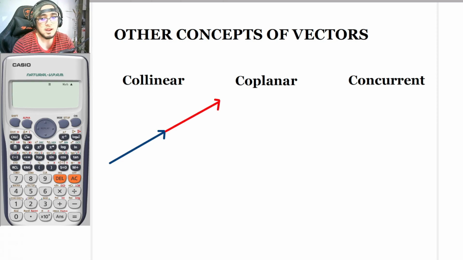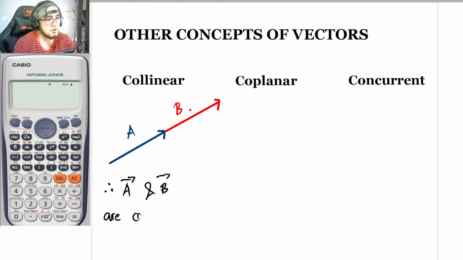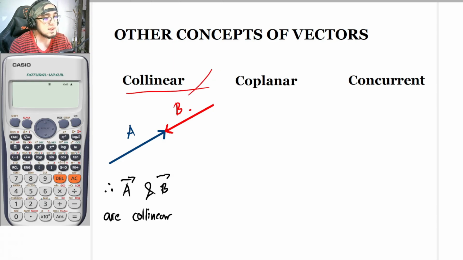As you can see, they lie along the same line, thus they are collinear. This is your vector A, and this is your vector B. So our conclusion here is that vector A and vector B are collinear. What if their directions are opposite? Let's say this is now opposite. With such vectors, it is still collinear. It is just that they are opposite in nature. So what about coplanar vectors?